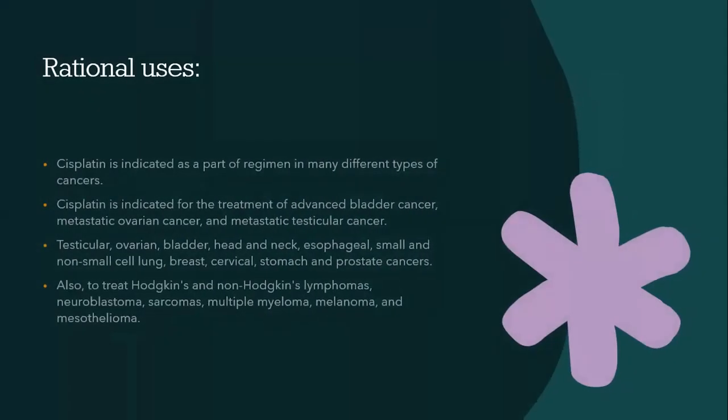Now let's talk about rational uses of cisplatin. Cisplatin has been effectively used for the treatment of many different types of cancers. It is part of regimen in various different lymphomas, ovarian cancer, metastatic cancer, multiple myelomas, melanomas, etc. It has also been found effective in the treatment of testicular cancer, esophageal cancer, small and non-small cell lung carcinoma. Other than these, many other different forms of carcinomas are also included, which I have mentioned in this slide.